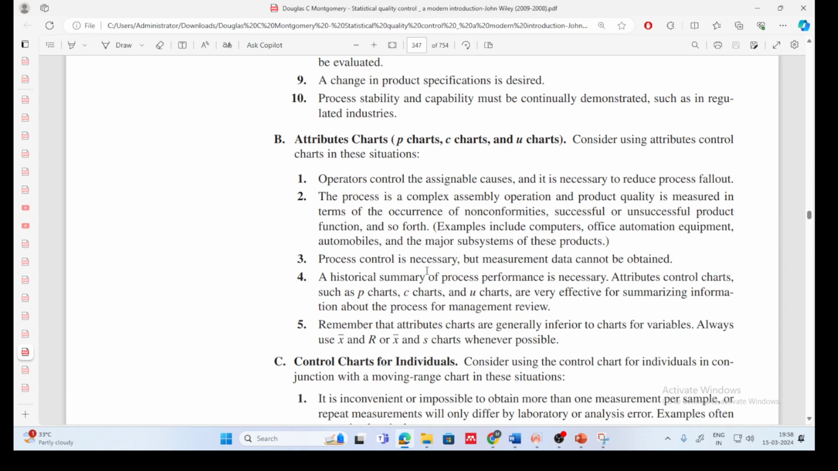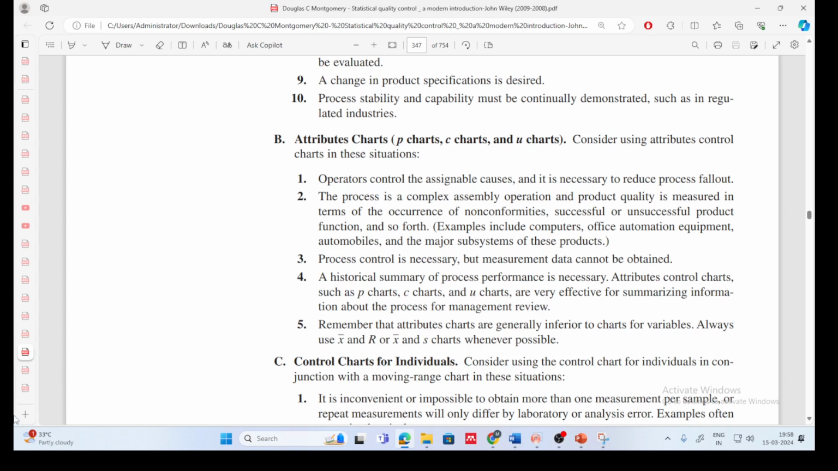For the attribute chart, the operator can control the assignable causes. It is necessary to reduce the process fallout. We are saying what the cause is, maybe whether a defect is coming or not. Or maybe process control is necessary but measurement data cannot be obtained. In that case, you can use the attribute chart. Or a historical summary of the process performance is necessary. Attribute control charts such as the P chart, C chart and U chart are very effective for summarizing information about the process for management review. It's not about quantifiable measures.